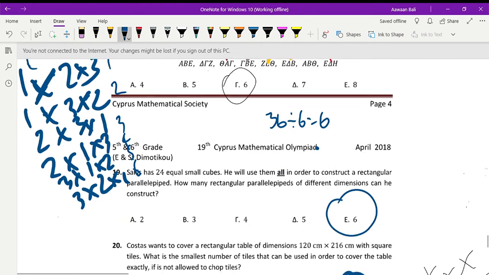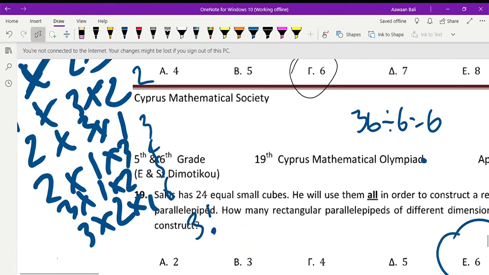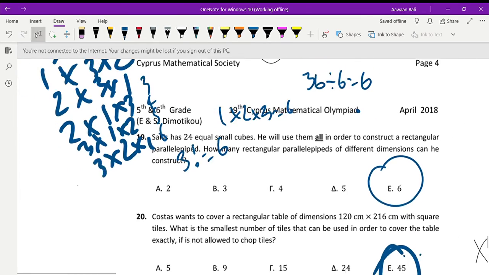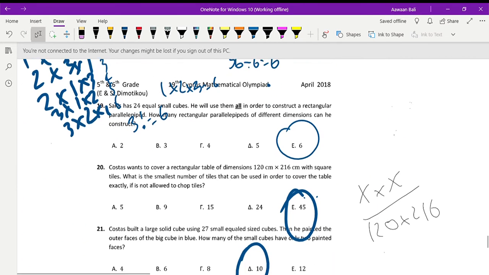possibilities here. And remember factorials: the number of dimensions here is 3, and 3 factorial is 6, since 1 times 2 times 3 is 6, which means there are 6 ways for these parallelepipeds to be constructed, and therefore the answer is eta. Easy, right? Now question number 20, which is actually easier than you think.